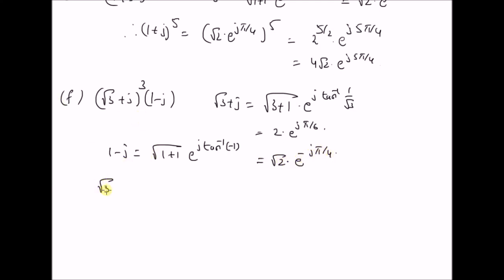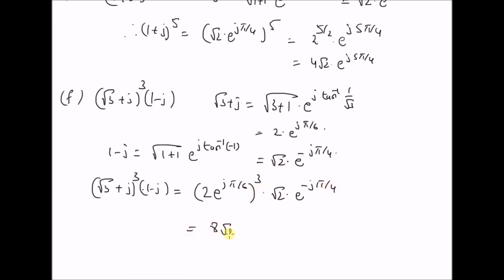Therefore, the final value, that is (square root of 3 plus j) power 3 multiplied by (1 minus j), is equal to 2 into e power j pi by 6, whole power 3, multiplied by square root of 2 into e power minus j pi by 4. This is equal to 2 cube is 8, and then we have square root of 2. So, it is 8 root 2 multiplied by e power j into (3 into pi by 6, that is pi by 2, minus pi by 4). Therefore, the final result is 8 root 2 multiplied by e power j pi by 4.